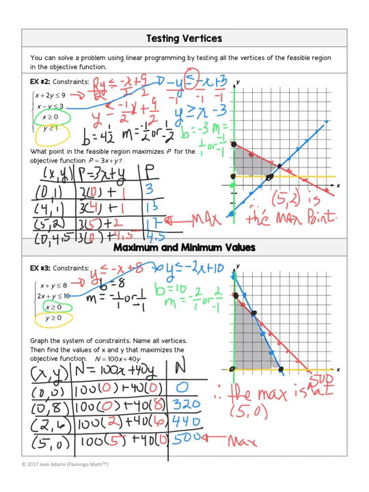Let's add on to this. So this time you have to create your own inequalities for the constraints, and you have to write your objective function. So it gets a little bit more difficult. So read the problem first and highlight things as you go.